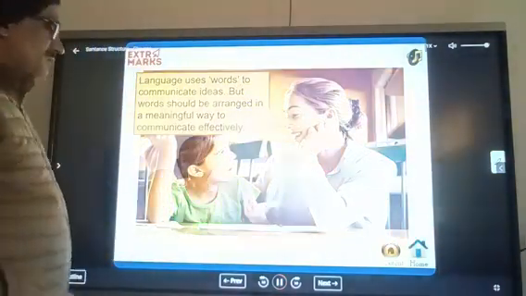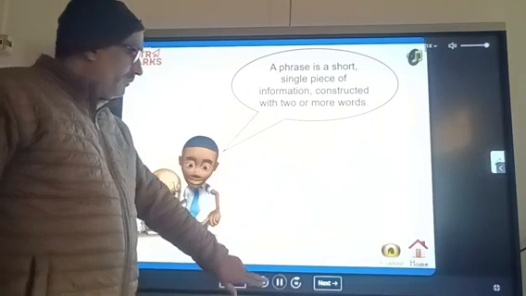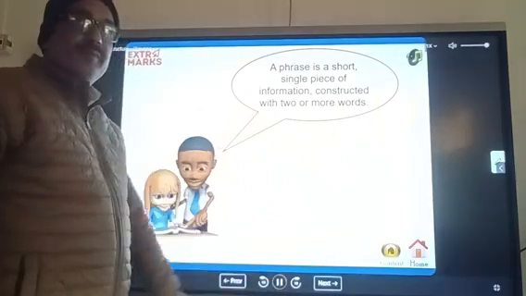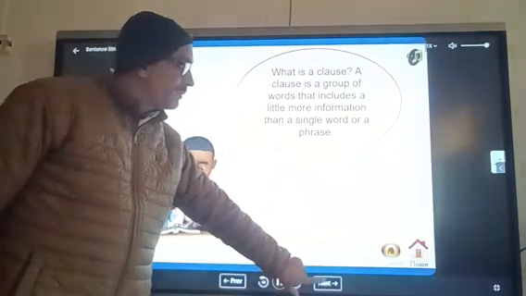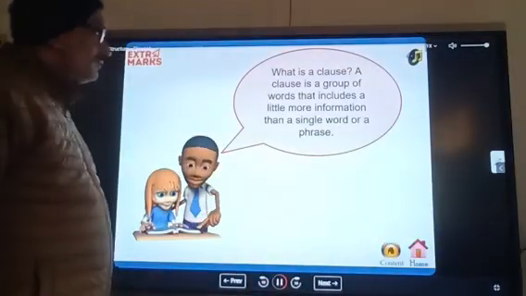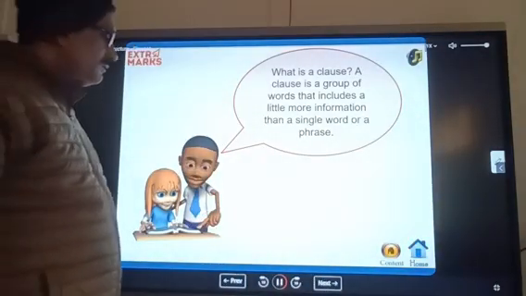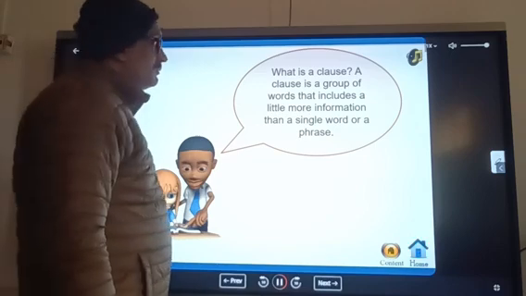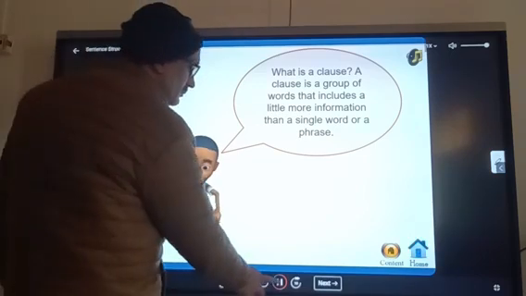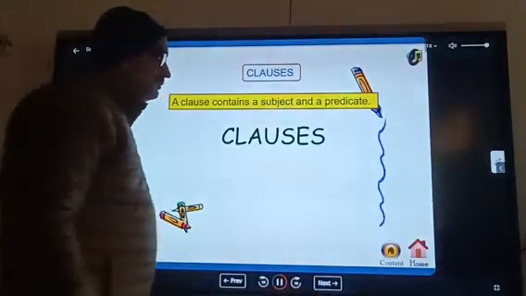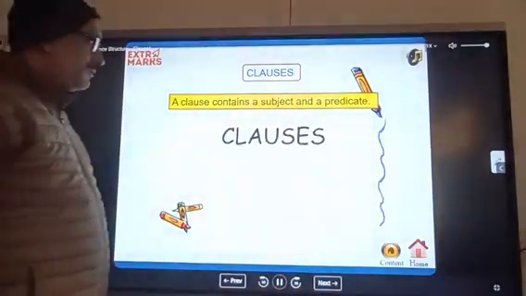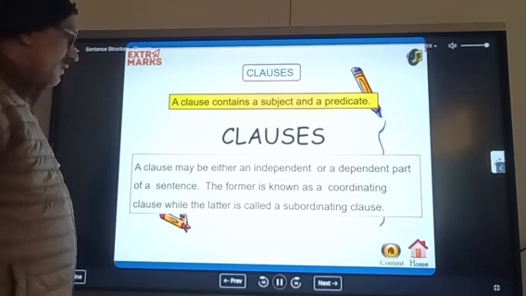A phrase is a short, single piece of information constructed with two or more words. What is a clause? A clause is a group of words that includes a little more information than a single word or a phrase. Let us look at what is a clause. A clause contains a subject and a predicate.